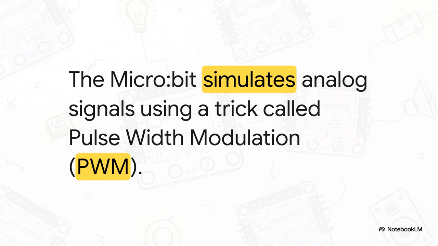See, it can't actually send out 1.5 volts. It can only do 3 volts or 0. So it fakes it. It uses this awesome trick called pulse width modulation, or PWM. All it's doing is switching the pin on and off, incredibly fast. So fast, in fact, that our eyes just see a dim glow instead of a flicker. It's a brilliant little illusion.